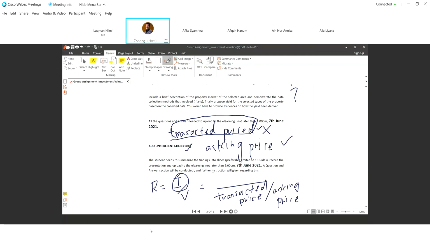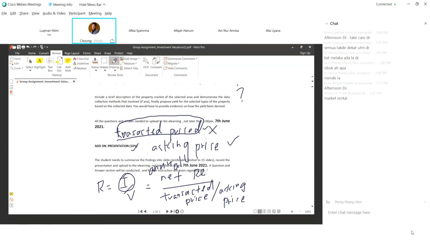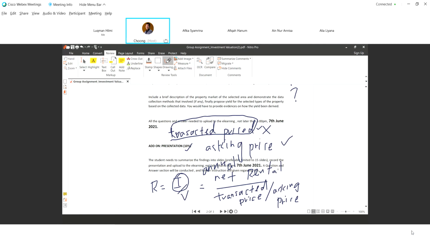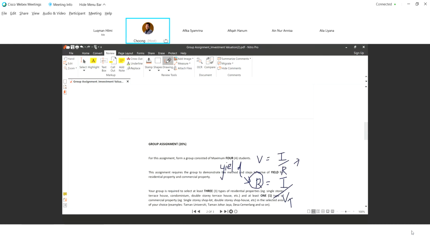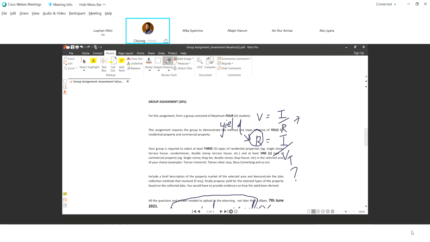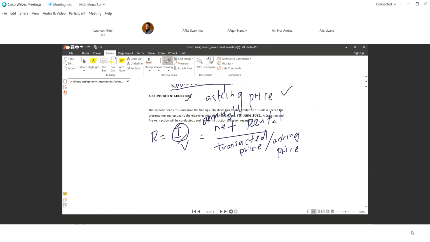And not only rental, but it's net. Annual is the annual net rental. It's the annual net rental. For the class, it's the annual net rental. Got it, class?